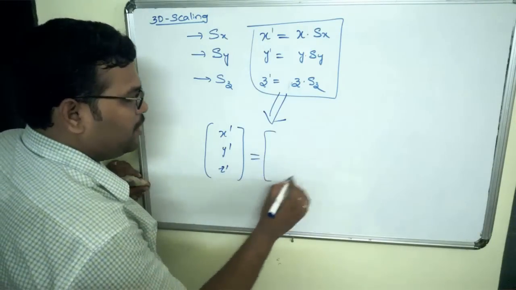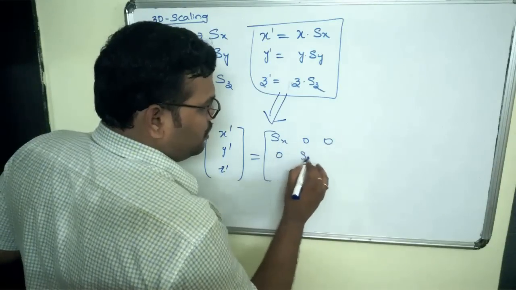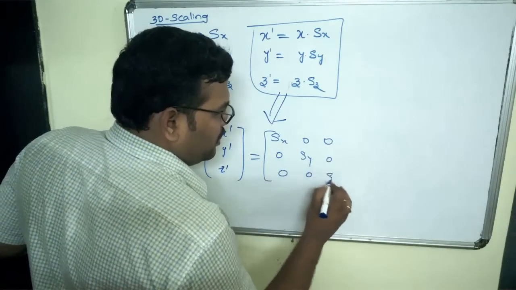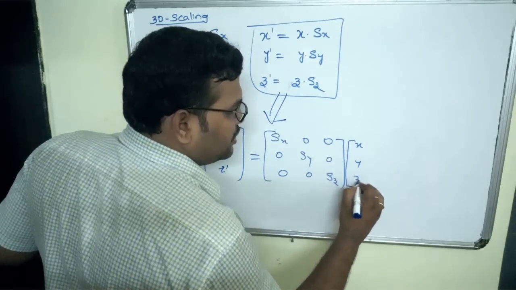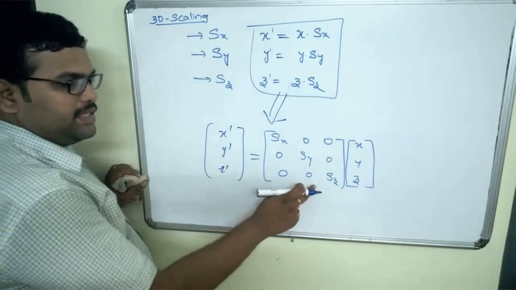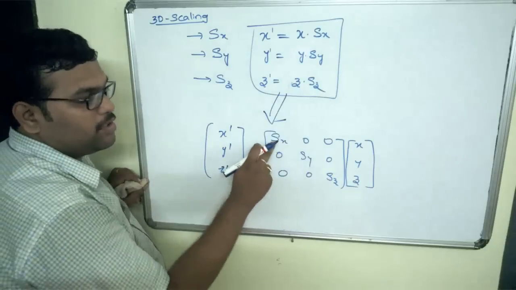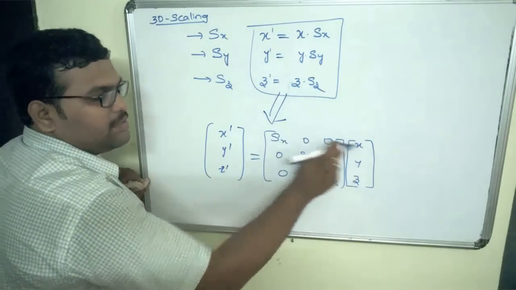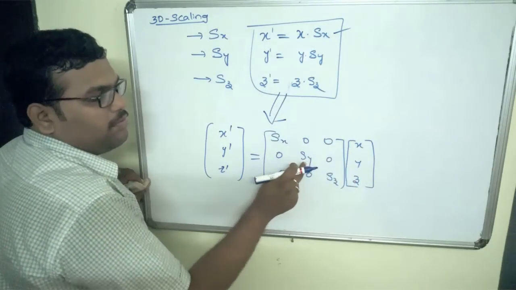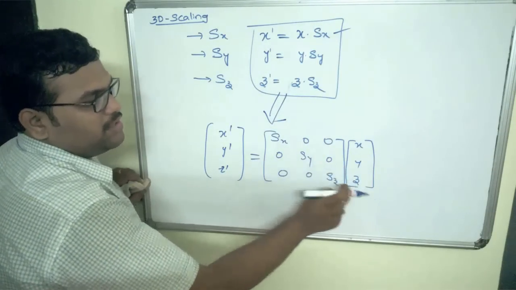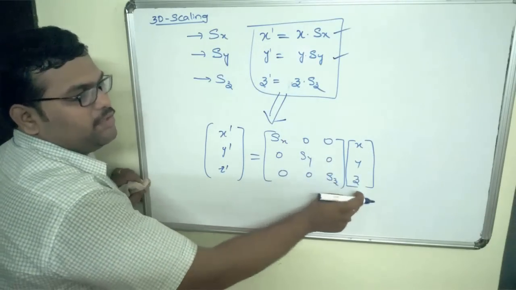is equal to sx 0 0, 0 sy 0, 0 0 sz, into x y z. So if you multiply these parameters, obviously we will get these formulas. Because sx into x plus 0 plus 0 gives sx times x; 0 into x is 0, sy into y is sy times y, 0 into z is 0; and 0 into x is 0, 0 into y is 0, sz into z is sz times z.